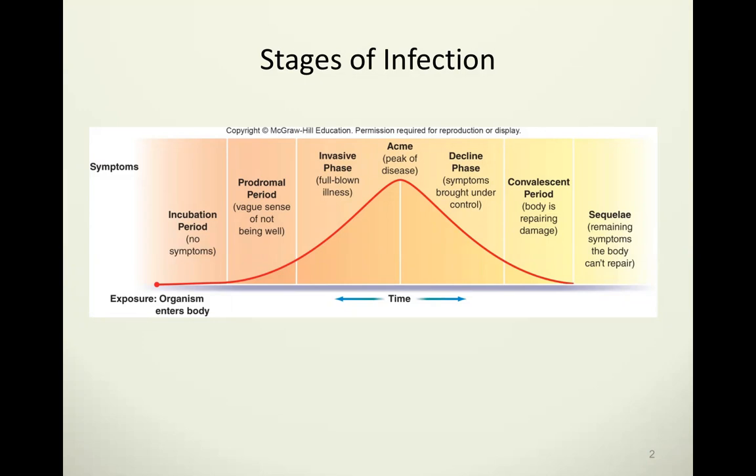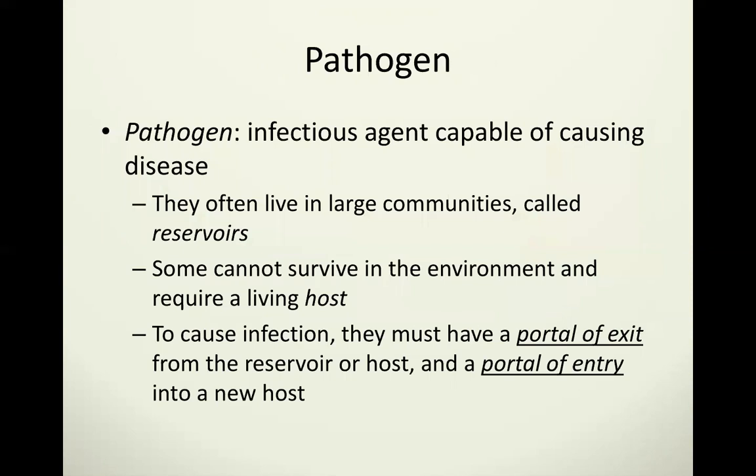You have to understand that there's a phase where people have no symptoms and they're very much capable of spreading the disease, and then it starts to go away, but they're still contagious. This is really important for an epidemiologist and for public health professionals to be aware of. Now, pathogens are infectious agents capable of causing disease. They often live in large communities called reservoirs. So this is where diseases live.